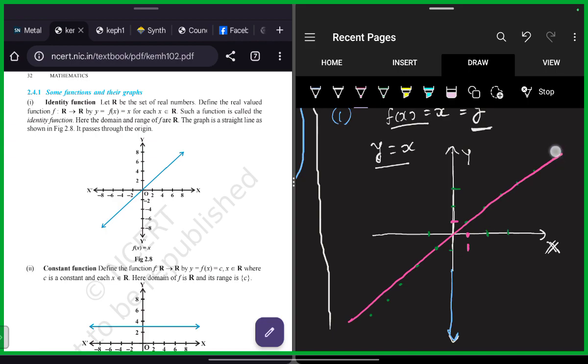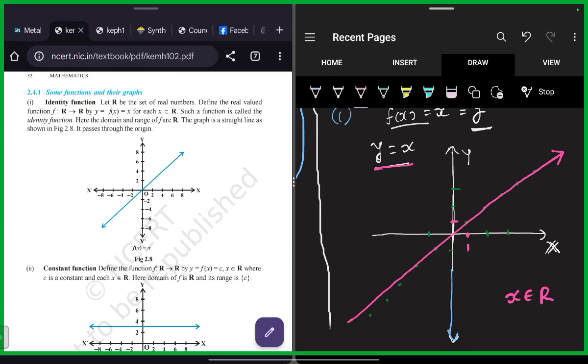It's a linear graph. The graph is a straight line, as you can see in this figure. It passes through the origin. So this is the graph of y is equal to x, where x belongs to R. That means x can take any value, right? Plus 1, minus 1, 1, 2, 3, 1.5, 3 by 2. Am I right or not?